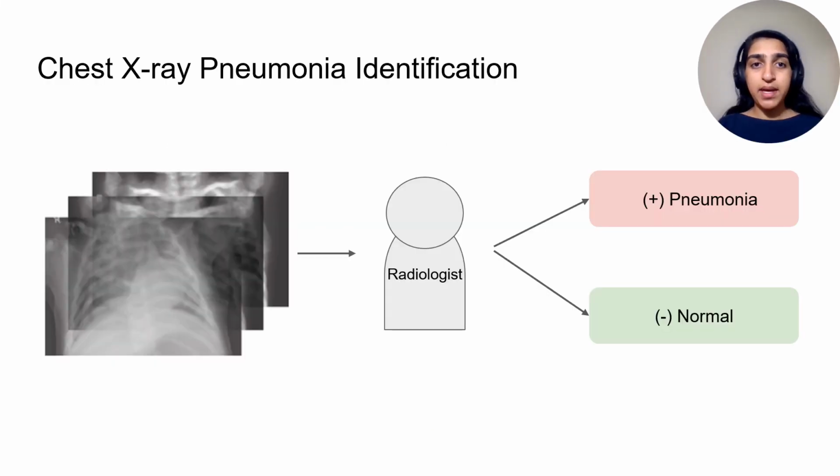Identification of diseases from medical images such as chest X-rays or brain images is typically done by domain expert radiologists who will analyze and draw conclusions from the images. For example, a radiologist may analyze chest X-rays to diagnose pneumonia.